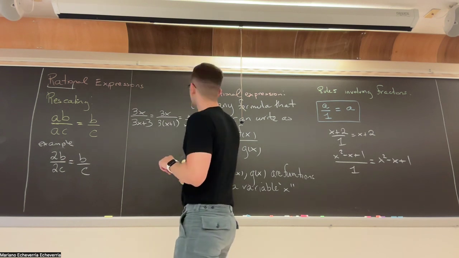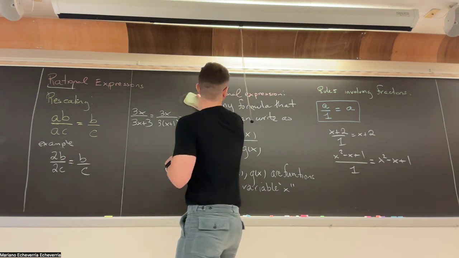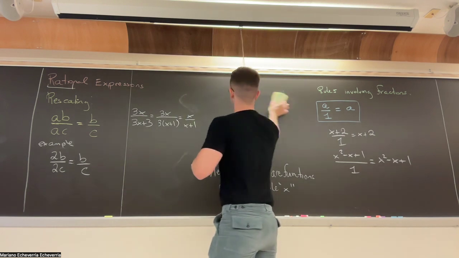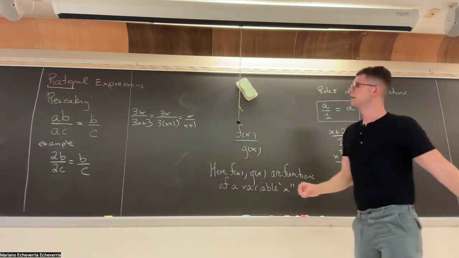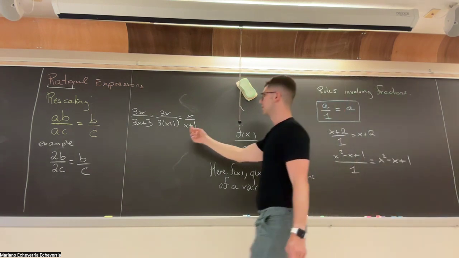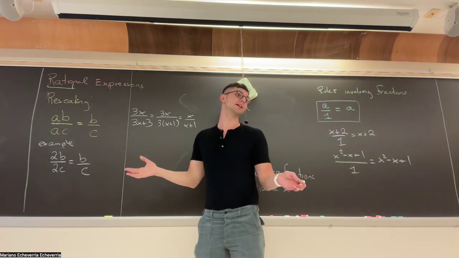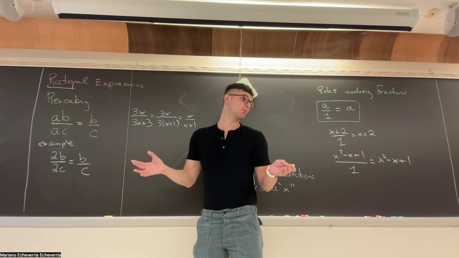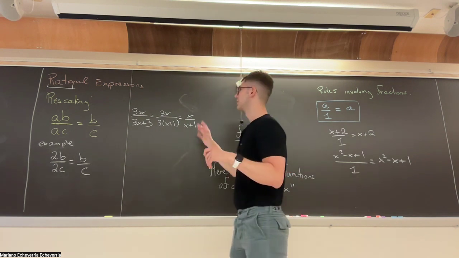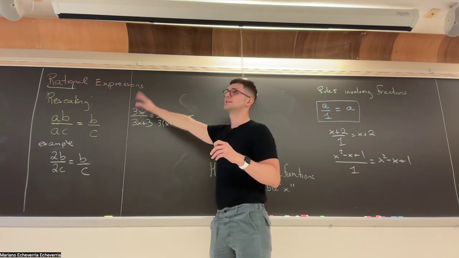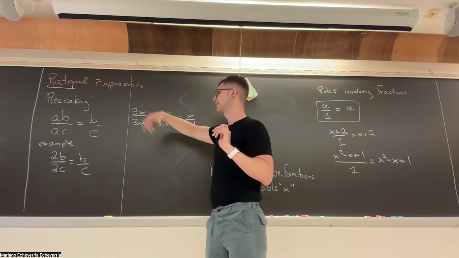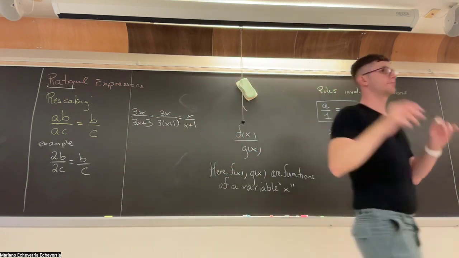Okay, so let me just erase this a little bit. That is more or less how you would want to start using this rescaling property: when you find something that appears in the same amount in both the numerator and the denominator, you get rid of it.